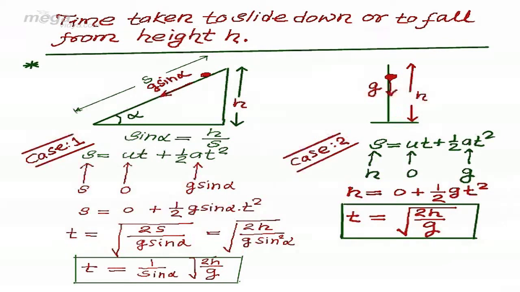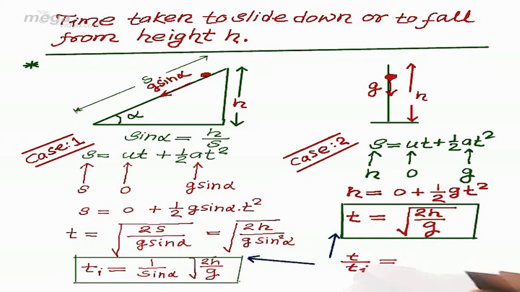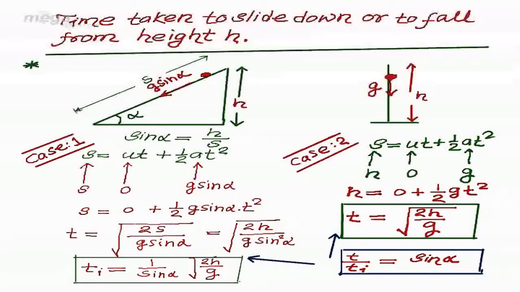We can relate these two relations. Say the time taken to slide down the inclined plane is t_i, and the time taken to fall under gravity is t. Then we can say that t upon t_i is equal to sine alpha. This means the time taken to slide down the inclined plane is more than the time taken by the particle to fall from the same height directly under gravity.